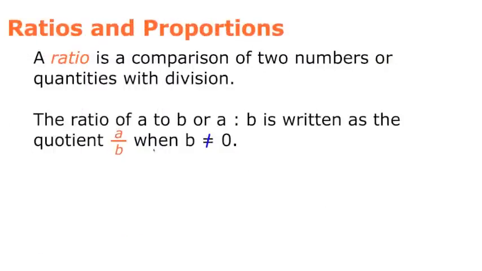Here we're talking about ratios in this lesson on ratios and proportions. Here's a definition of a ratio. A ratio is a comparison of two numbers or quantities with a division. So since we can use division to compare two numbers, it's going to be a quotient. We can express it as a fraction. Here's how we can talk about ratios. The ratio of A to B, or A colon B, is written as the quotient A over B when B is not equal to 0. First of all, B is not allowed to be equal to 0 because we're not allowed to divide by 0. It's undefined.